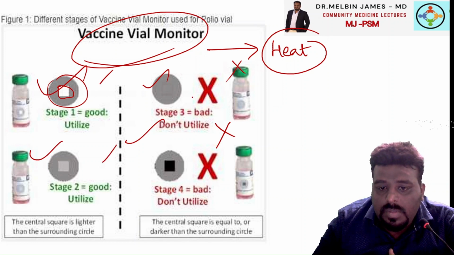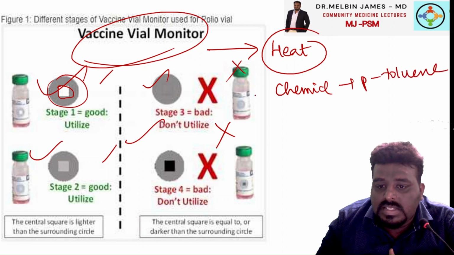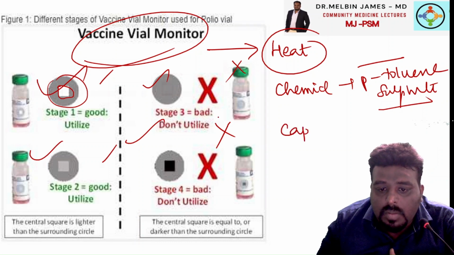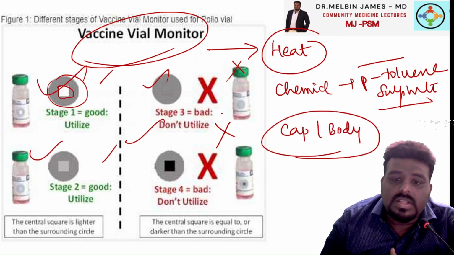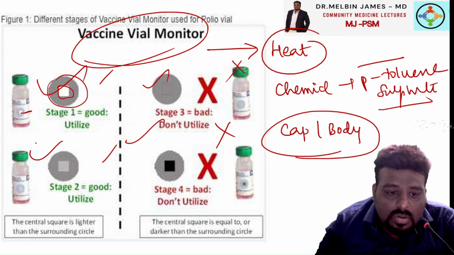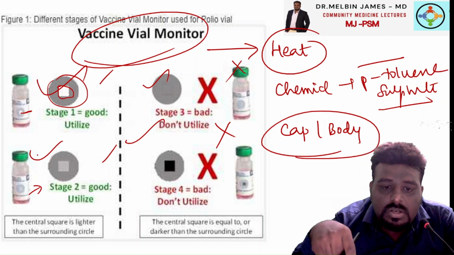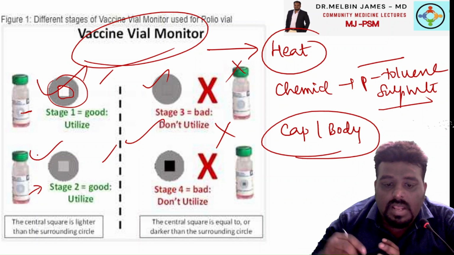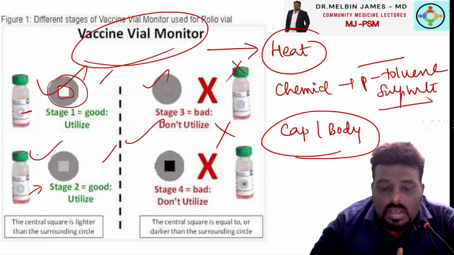The chemical used in the vaccine vial monitor is polydiacetylene. This is the major chemical used in the VVM, and its location can be either on the cap or on the body. I will tell you the importance of this, whether the monitor is on the cap or on the body. So this is the monitor, you can see it on the vaccine. Whenever you visit your PHC, take the vaccine and see where the vaccine vial monitor is present. You can also instruct an ANM who doesn't know whether the vaccine can be used or not.